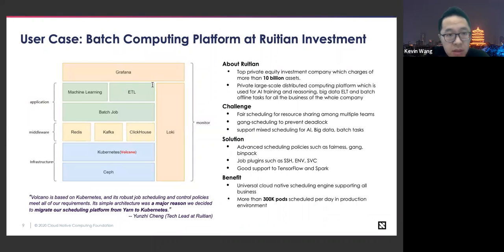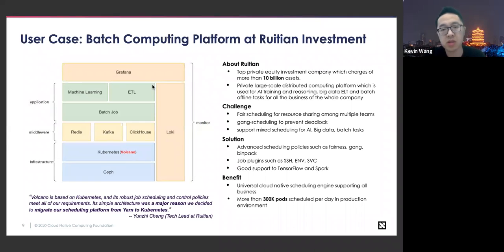Okay, the third one is a use case from the financial industry. It's the batch computing platform at Ritian Investment. This is one of the top investment companies in China. They have a very large-scale on-prem setup to do AI training, because they need to improve the model to help with automatic buying or selling. And also they are running a lot of big data analysis to generate reports, and also format the data.